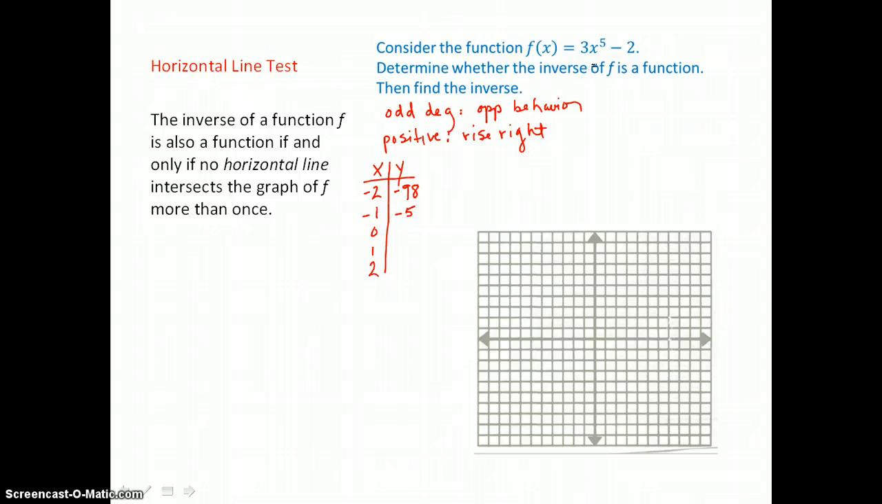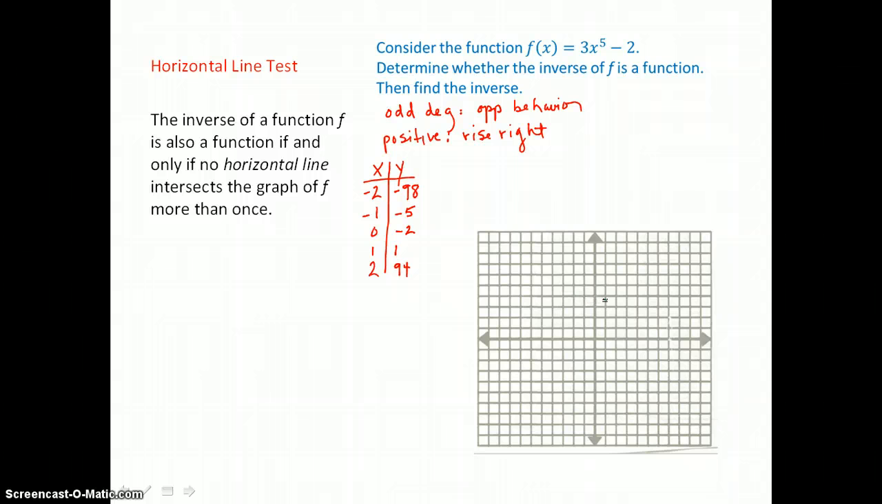When x is 0, this function has a value of -2. When x is 1, 1 to the 5th power is 1. 1 times 3 is 3. And 3 minus 2 is 1. When x is 2, 2 to the 5th power is positive 32. 32 times 3 minus 2 will give us 94.